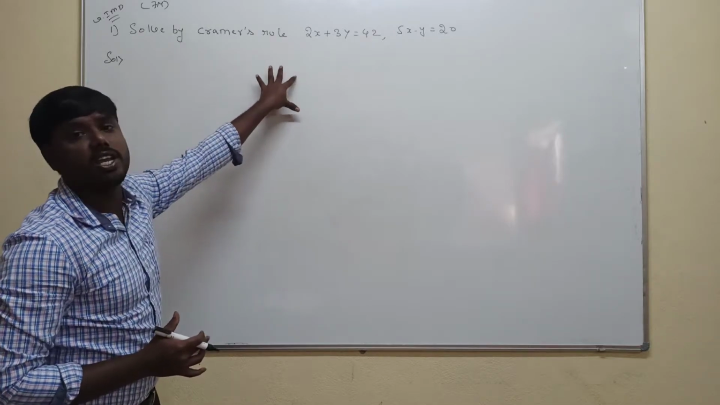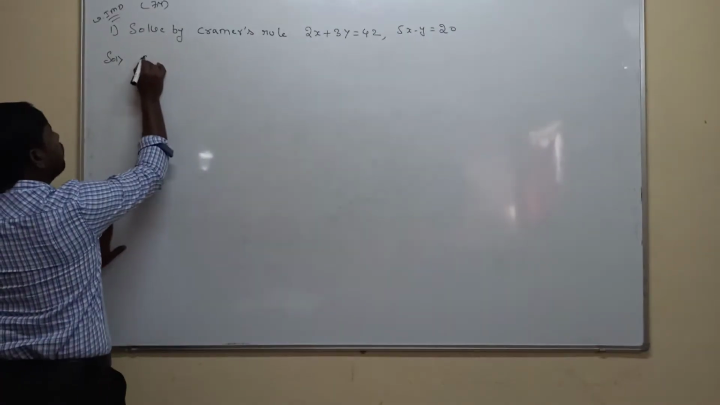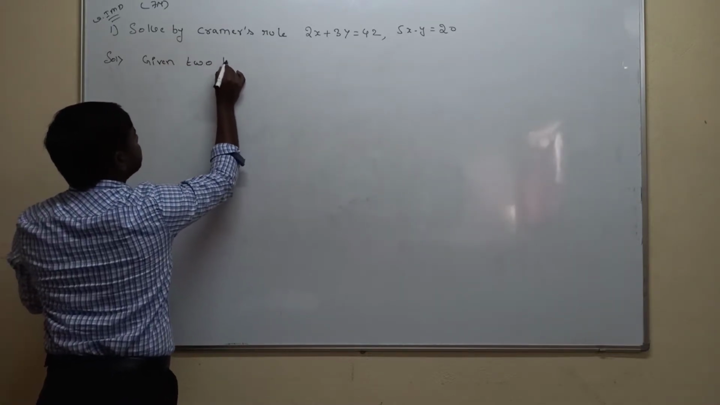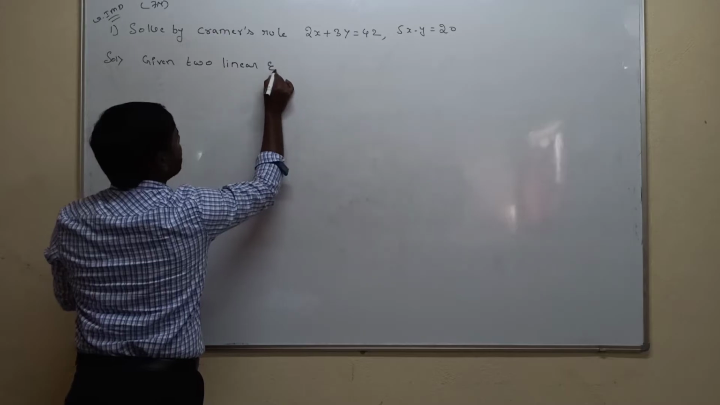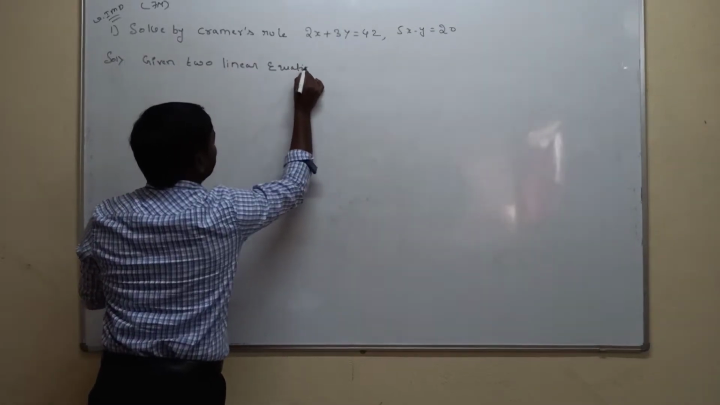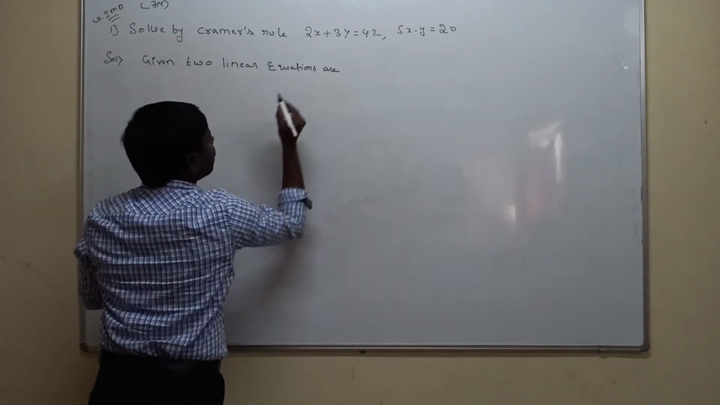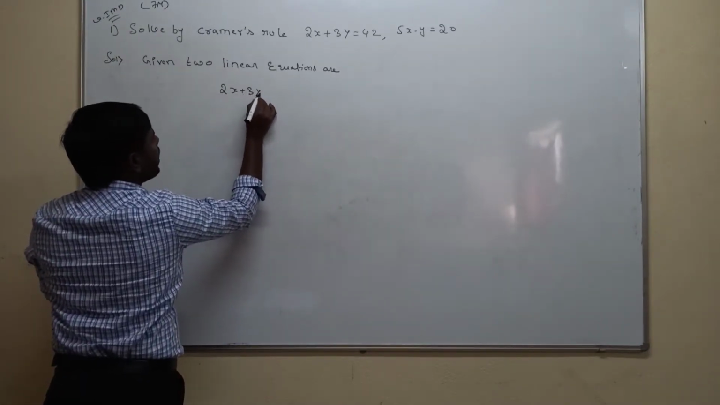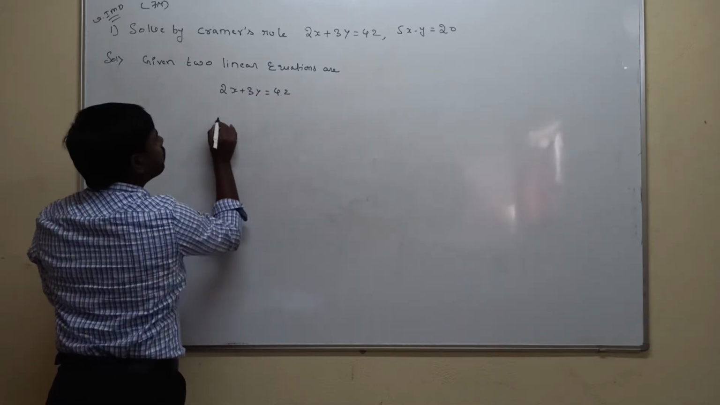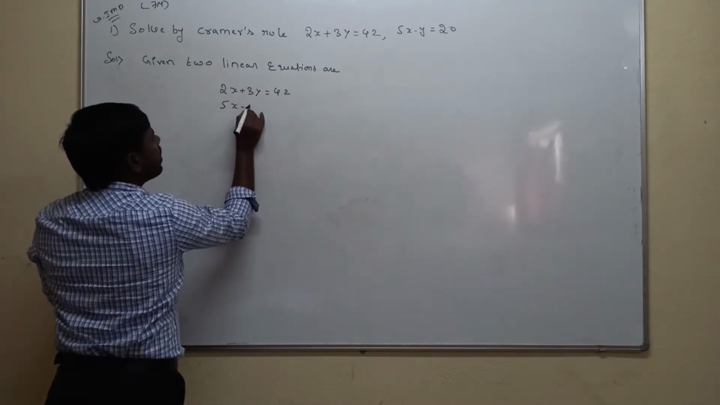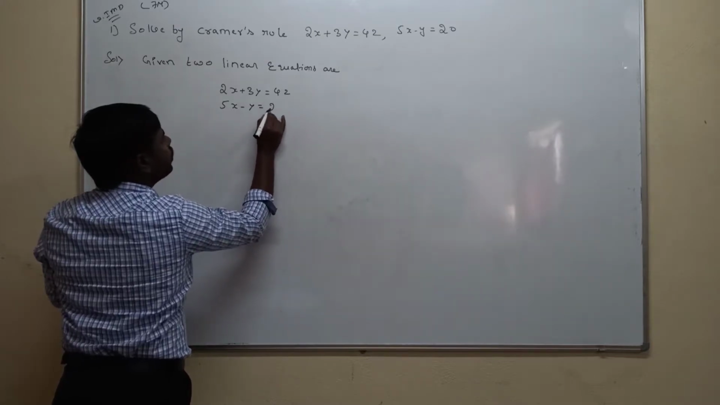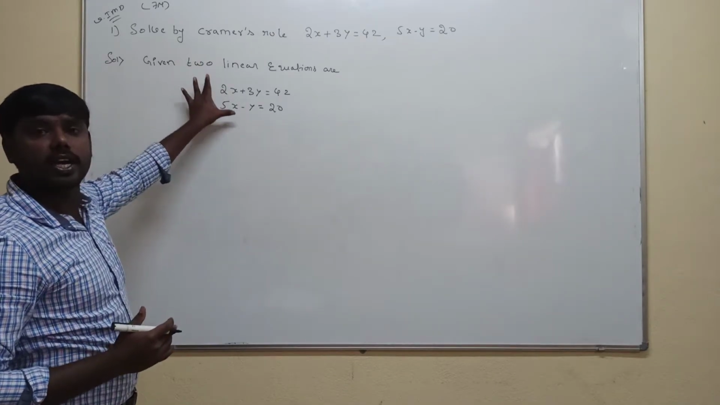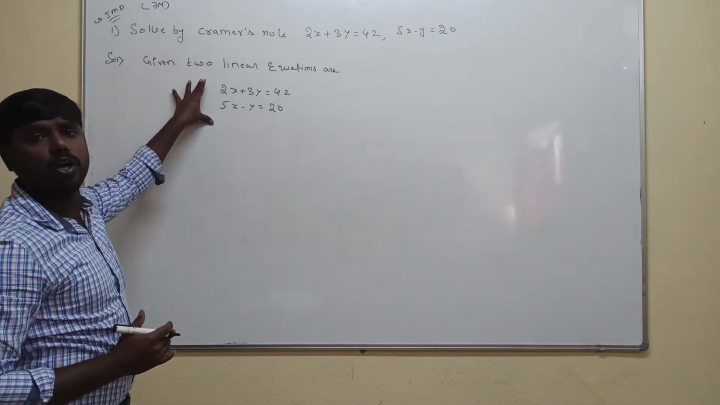First, what are the given equations? Write the solution. The given two linear equations are: 2x plus 3y is equal to 42, and the second equation is 5x minus y is equal to 20. So what is the condition? First let us consider two linear equations. Here they have already given two linear equations.